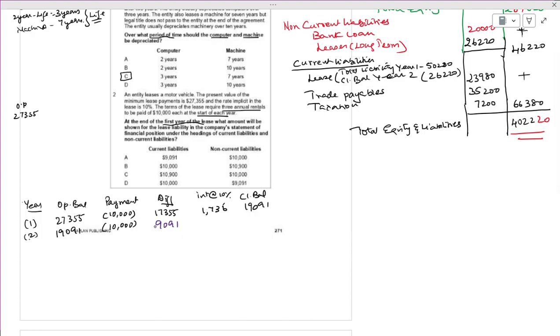9091 times 10%, 909. Yeah. Okay, 9091 plus 909. It comes to how much? It almost comes to 10,000. 10,000 approximately. 10,000. What is the answer? $29,091.